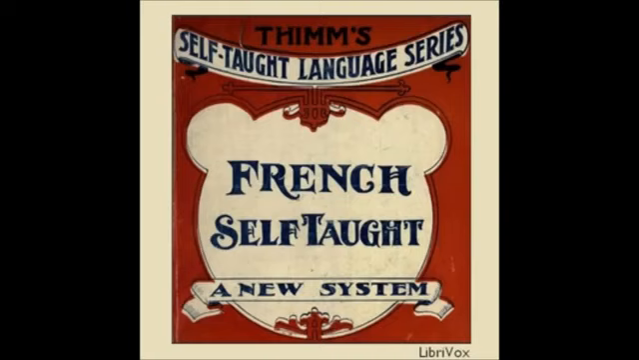Pluperfect. That I might have sold. Que j'eusse vendu. Que tu eusses vendu. Qu'il eût vendu. Que nous eussions vendu. Que vous eussiez vendu. Qu'ils eussent vendu.